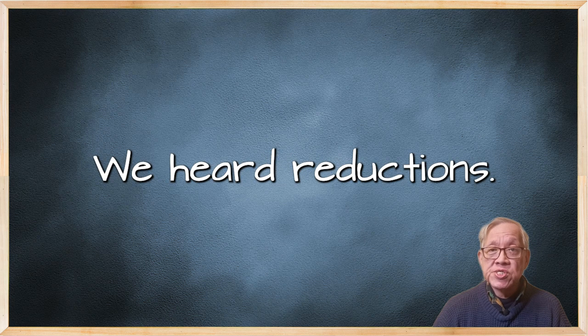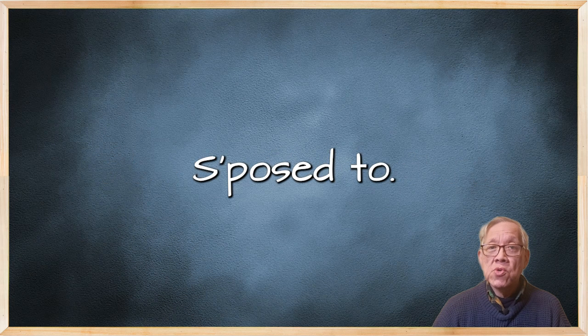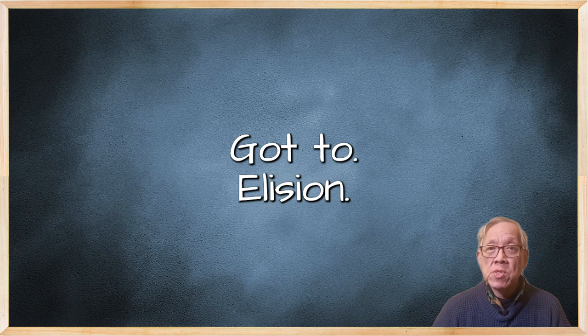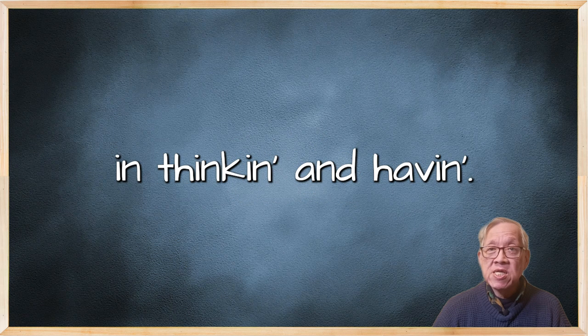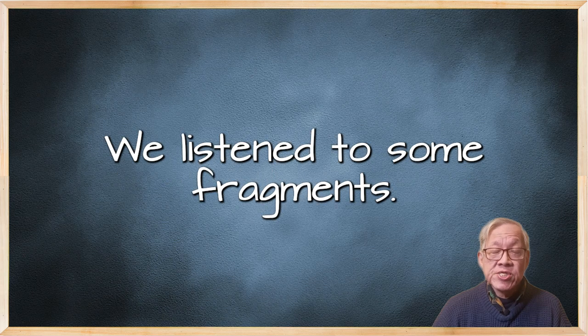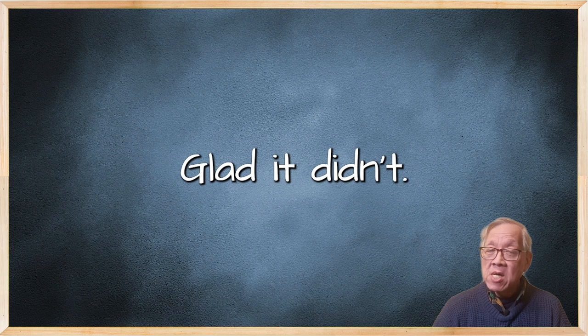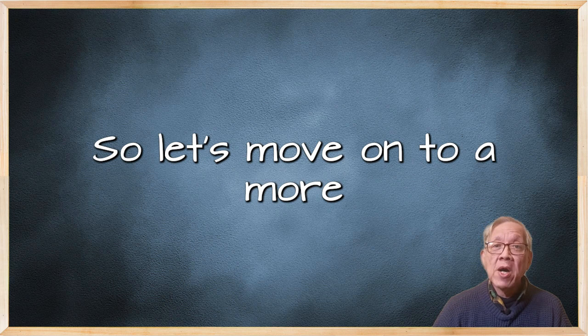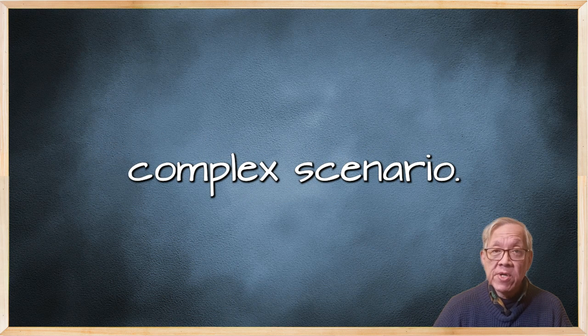In this short exchange, we heard contractions: isn't, it's, didn't, it'd. We heard reductions: supposed to, gotta, got to. Elision: dropping the G in thinkin' and havin'. We listened to some fragments. Glad it didn't. Sounds perfect. So let's move on to a more complex scenario.